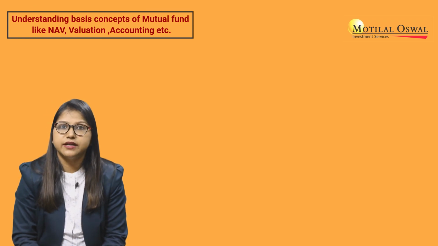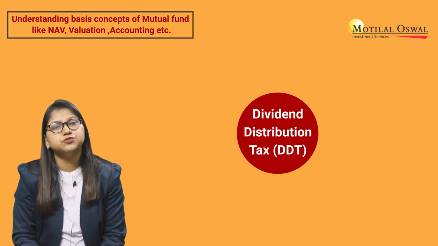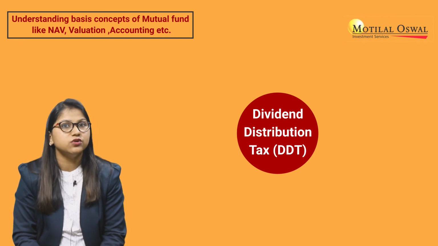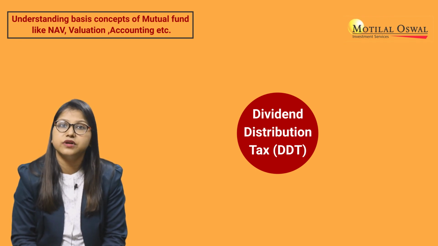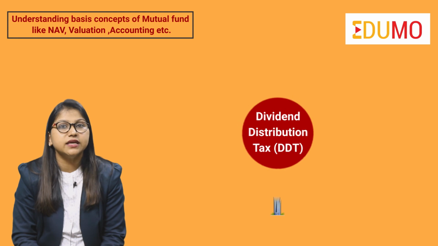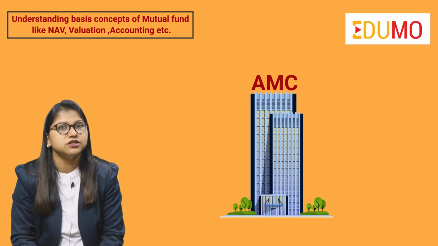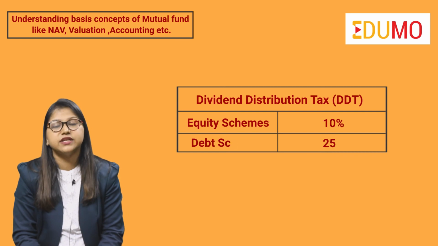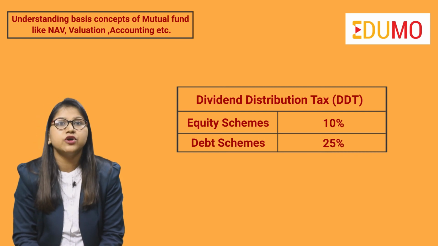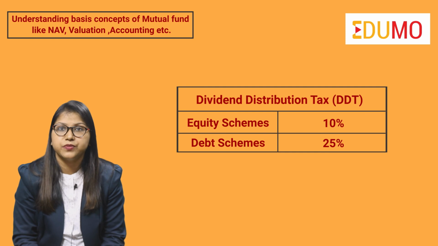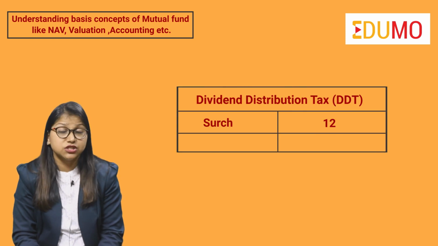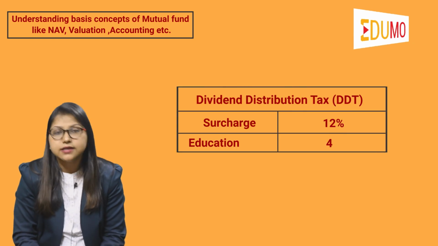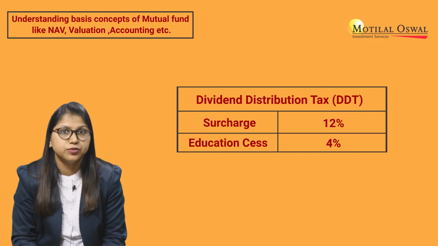Now, coming to the dividends. There is a dividend distribution tax, which is known as DDT, which is levied on the payment of dividends, but it is borne by the AMC instead of the investors. All equity schemes are charged at the rate of 10%, whereas the debt schemes are charged at the rate of 25%. After charging all these, a surcharge of 12% and an education cess of 4% will also be levied.